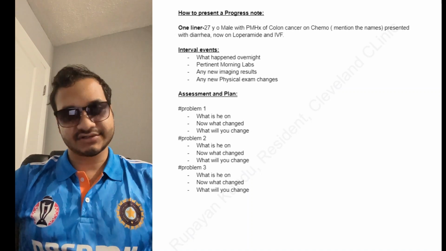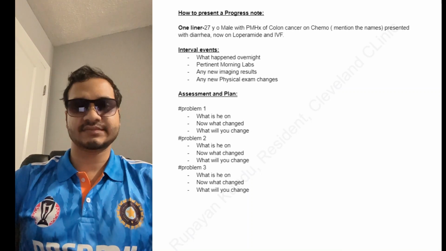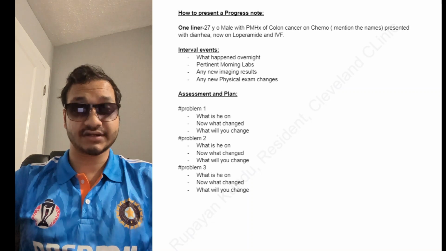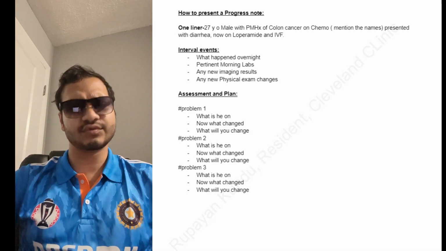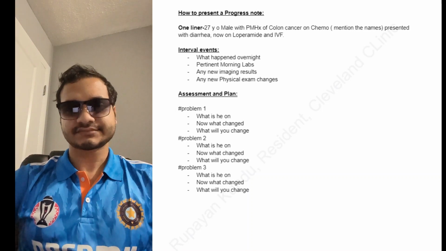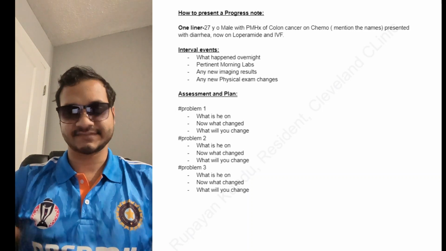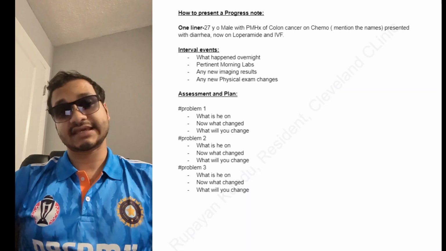For example, if he's not getting better on diarrhea, then you say he's not getting better, we are giving him the maximum dose of loperamide, and we can change it to another medication, Lomotil. You can say we can start that. That's it. And problem two is whether the AKI is getting better or not.